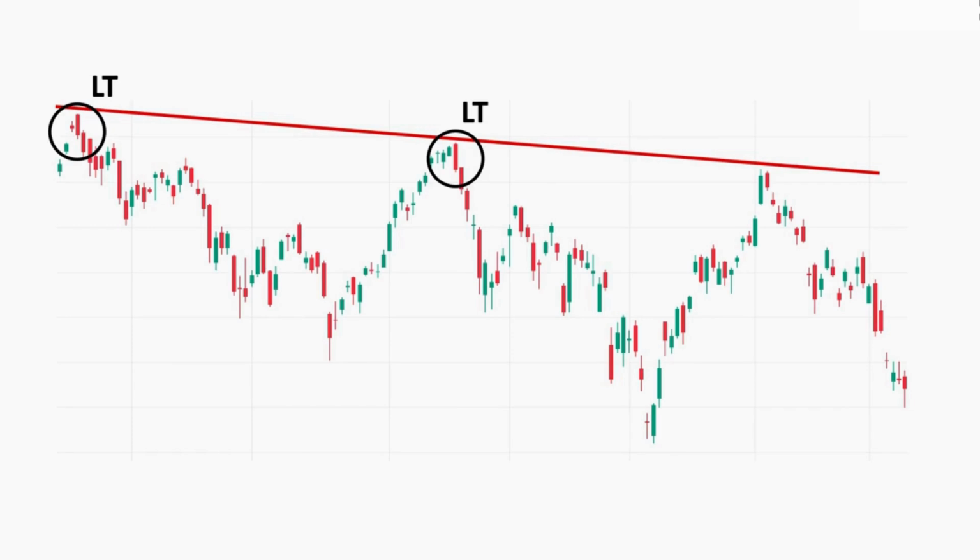Whenever the price comes near the trend line, we may expect some bearish movement in the stock. And that is why the trend line drawn in a downtrend will act as resistance for the price.